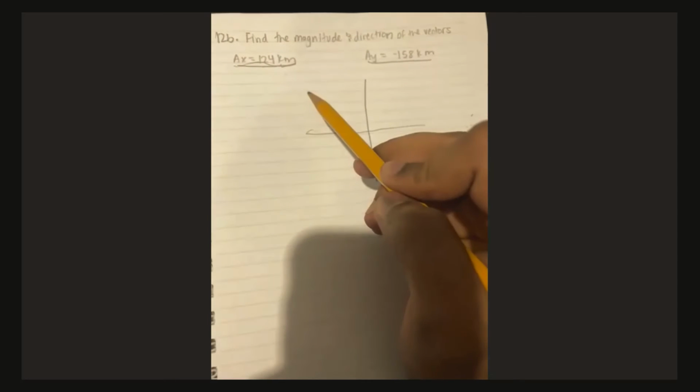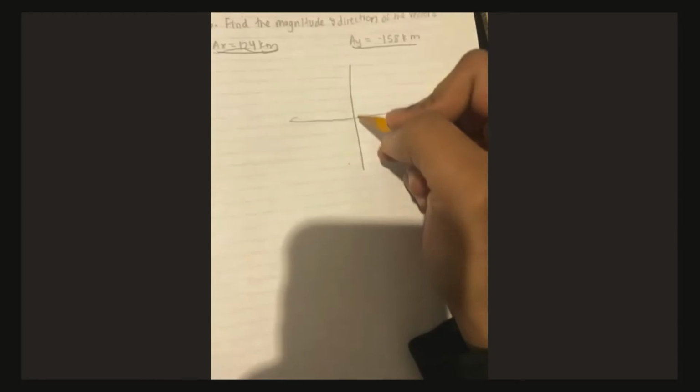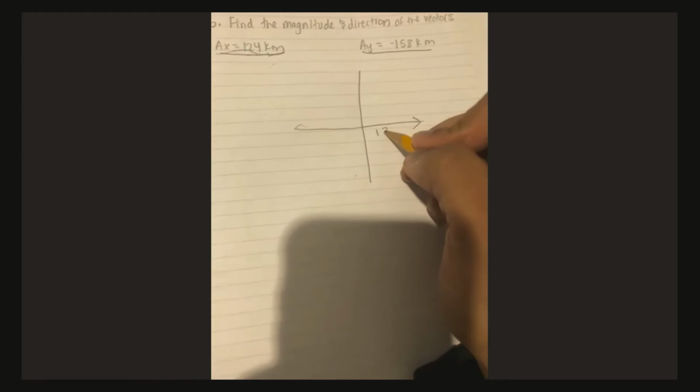And so right now we know that AX is 124 kilometers, and that's our first vector. And so we're going to draw it here. Let's assume this is 124 kilometers, our first vector. And then we're going to draw AY, and AY is negative 158. And so that's going to go down. We're going to start from the head of our first vector and draw all the way down. And this one's going to be 158 kilometers. If you want, you can draw a negative sign, but we already are doing it in the negative y-axis.